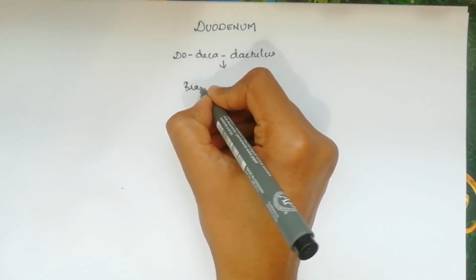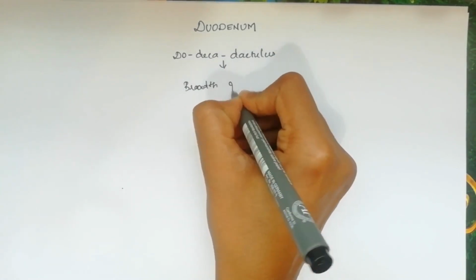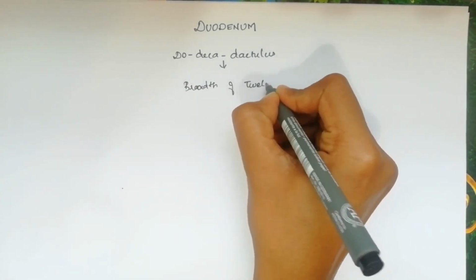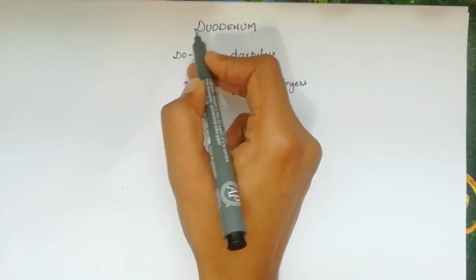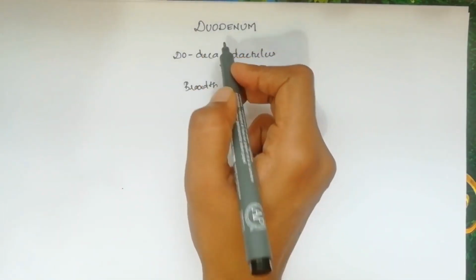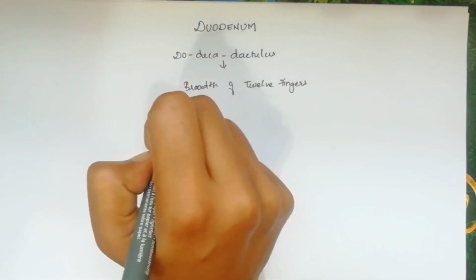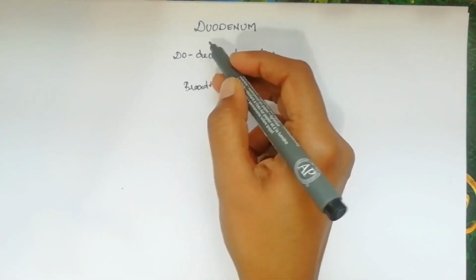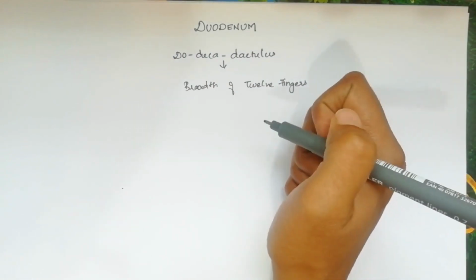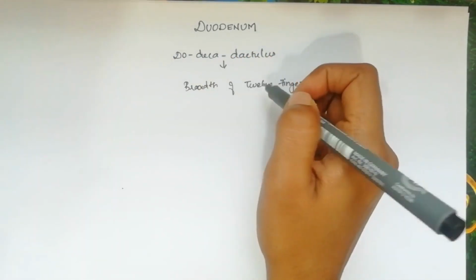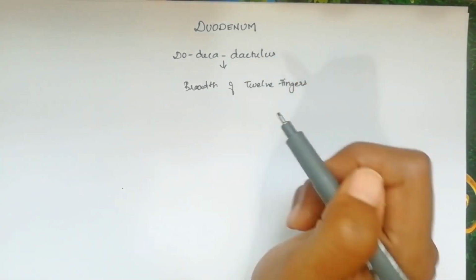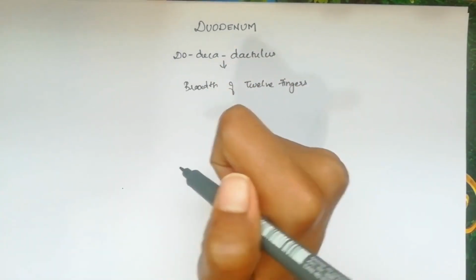of 12 fingers. So that is the meaning of this word duodenum, which is a Latin corruption of a Greek word, and a length equal to the breadth of 12 fingers is called duodecadactylus. Now we are moving on to the detailed account of this duodenum.